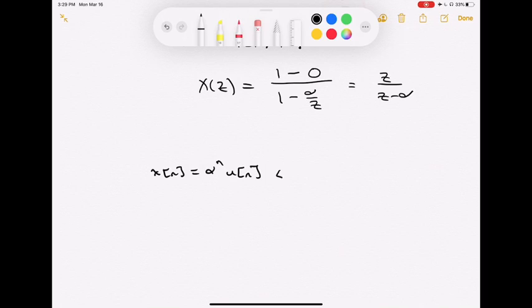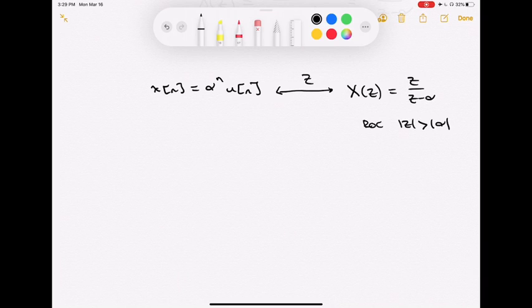I did a bilateral z transform on that guy, so I took the z transform on that, and I found that X(z) was equal to az/(z - alpha), with a region of convergence norm z greater than norm alpha, something like that.